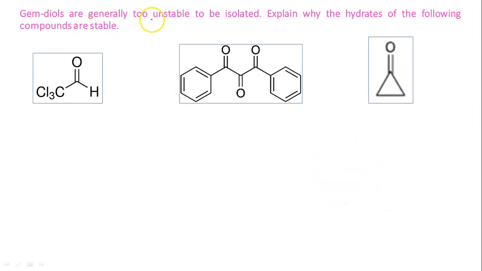So gem diols, as we know, are very unstable to be isolated except in aqueous solution. But for these three compounds that you are seeing here, the hydrates are actually isolated. We can isolate these. Why? Because they are stable. As we have seen in the previous slide, by increasing electron donating groups, hydrate formation is decreased. So here we have some electron withdrawing groups. CCl3 is an electron withdrawing group. So the equilibrium will be more towards the hydrate and less towards the starting carbonyl compound.